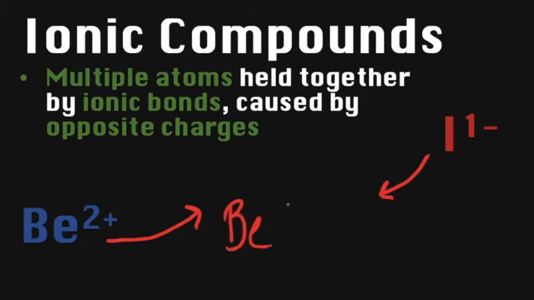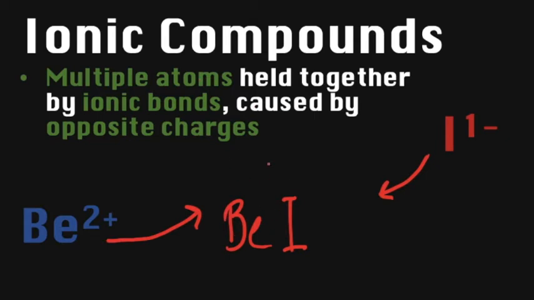So we have beryllium and iodine here. They're going to come together, but here we're going to start talking about ionic compounds. When these two ions, when these two atoms form an ionic bond, they are known as an ionic compound. And an ionic compound is when multiple atoms are held together by ionic bonds caused by opposite charges. So that's what's happening here.